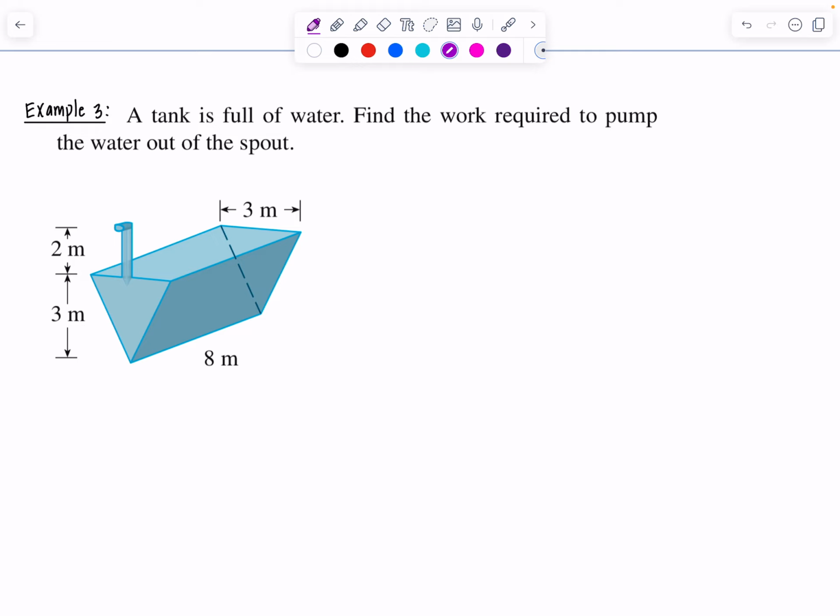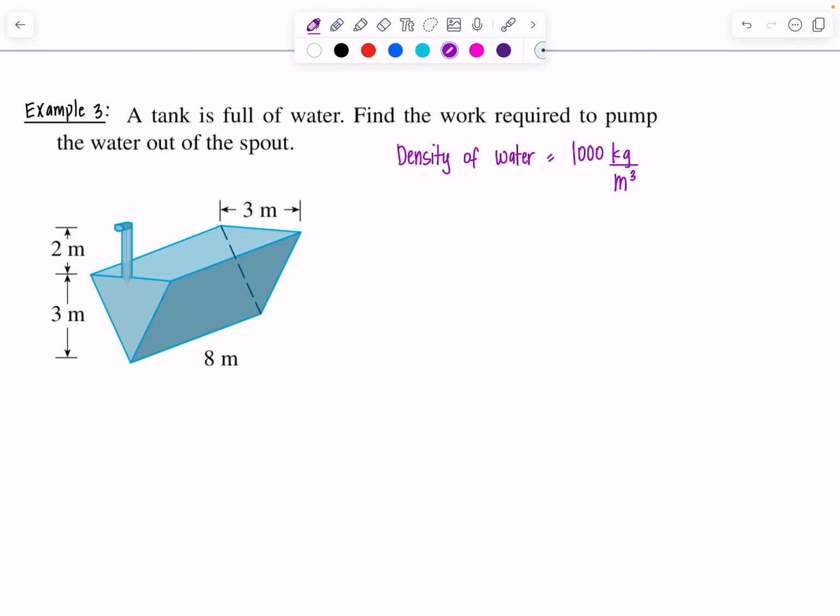Example 3. A tank is full of water. Find the work required to pump the water out of the spout. And you do need to know that the density of water is 1,000 kilograms per meter cubed. I will give my students that. I don't know if your teacher will.